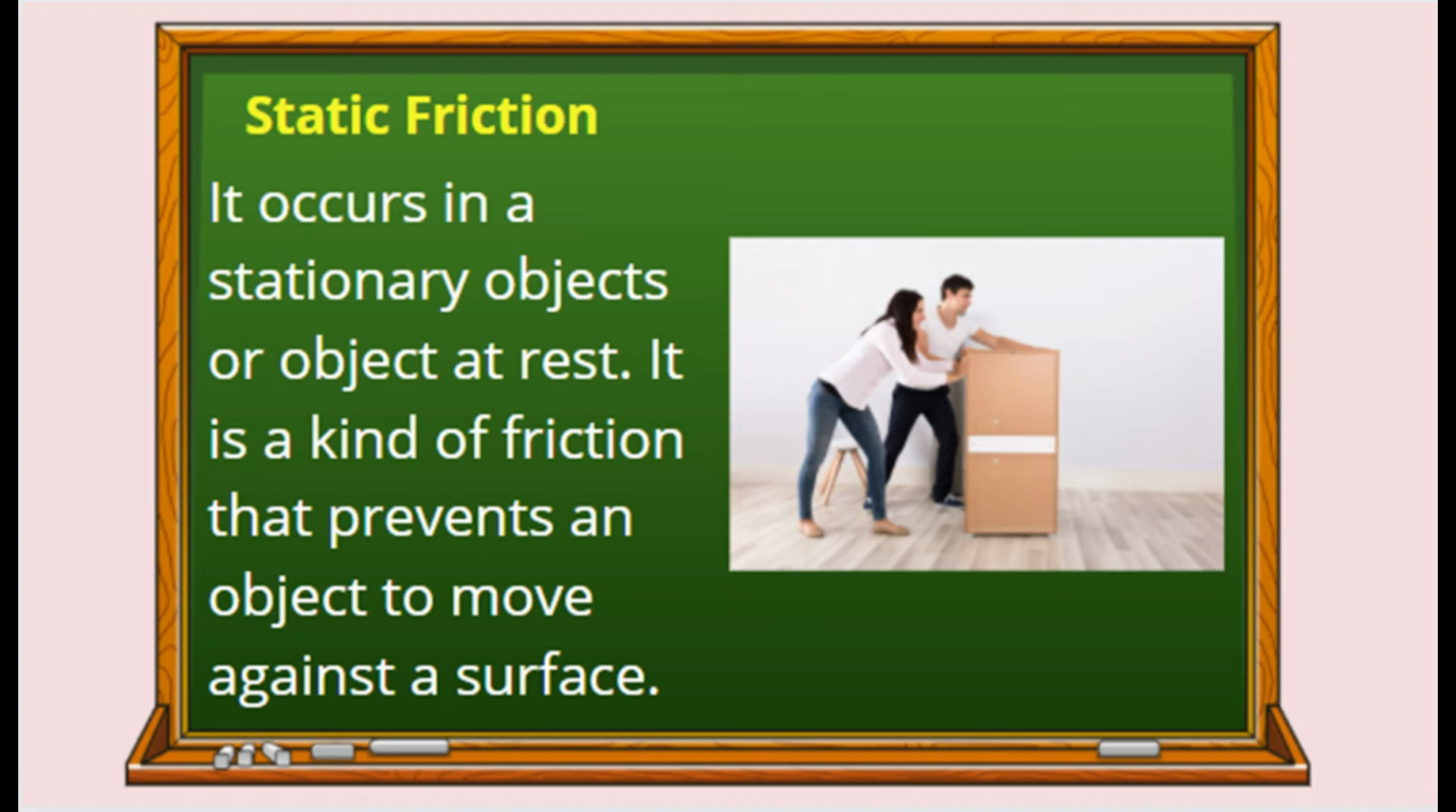Because of static friction, you must use extra force to start the motion of stationary objects. For example, think about what happens when you try to push a heavy desk across a floor. If you push on the desk with a force less than the force of static friction between the desk and the floor, the desk will not move. To make the desk move, you must exert a force greater than the force of static friction. Once the desk is moving, there is no longer any static friction.